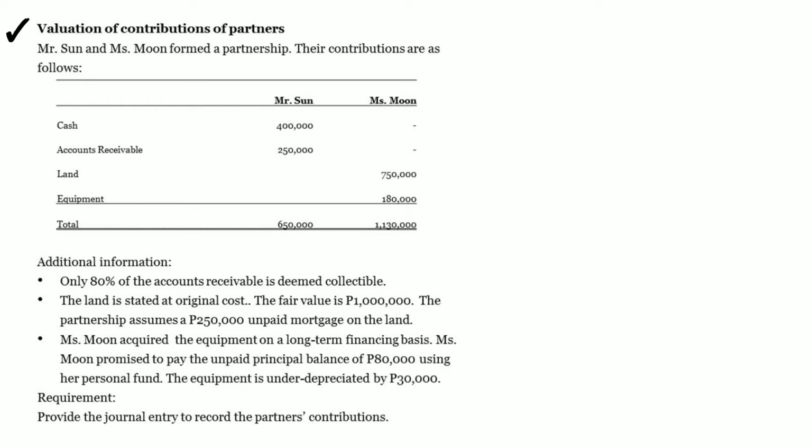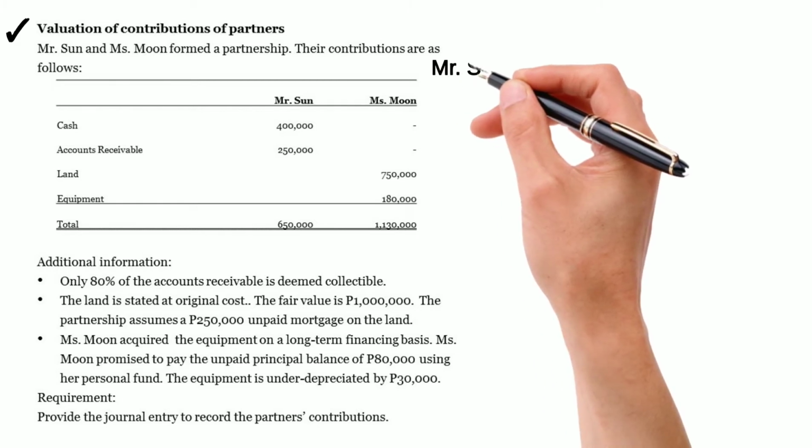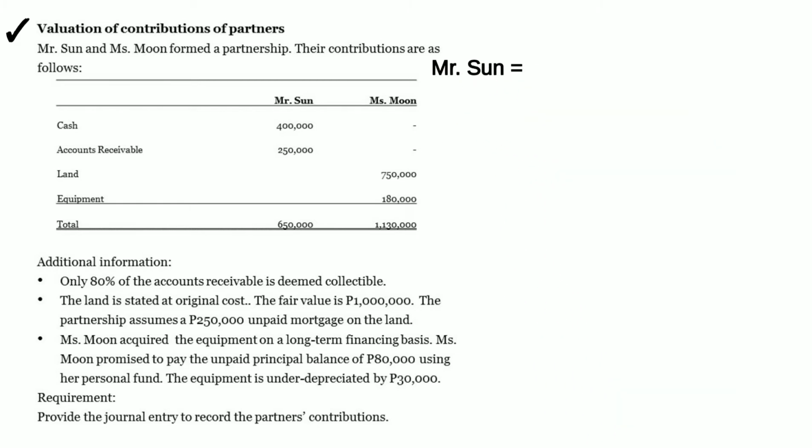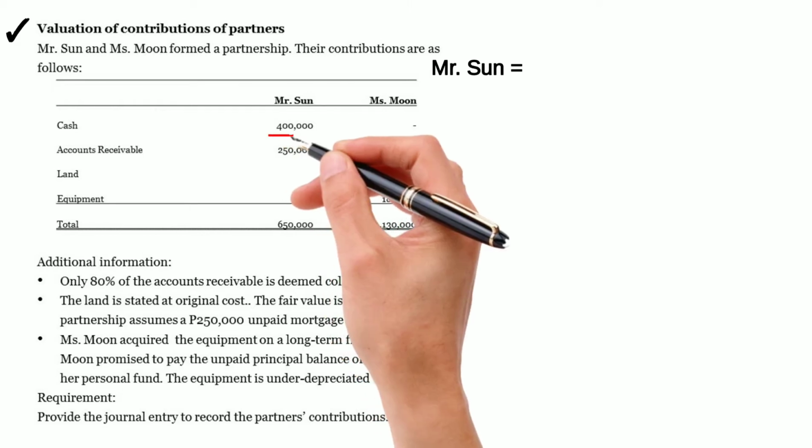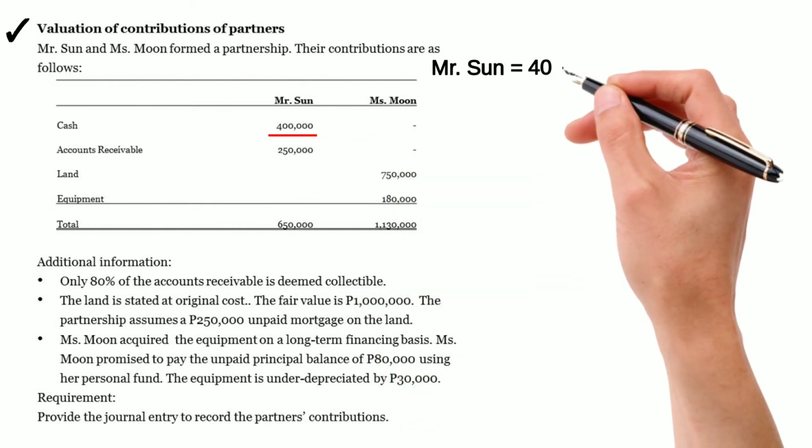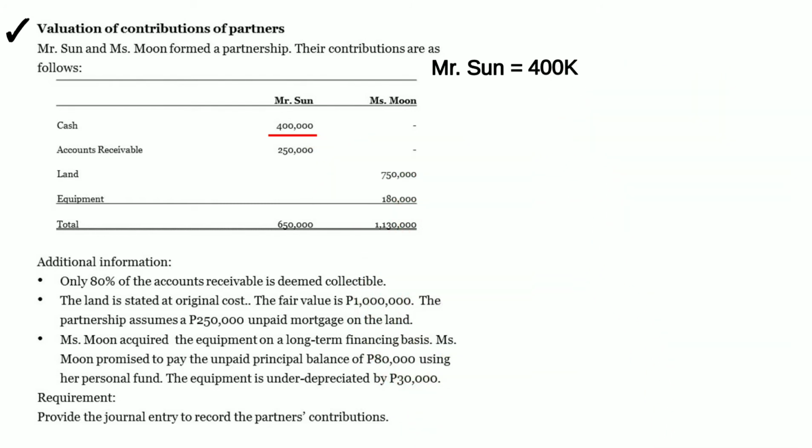Here, sa problem na to, kailangan muna nating i-compute yung contributions ng partners bago tayo makapag-provide ng journal entry. Unahin nating i-compute yung contribution ni Mr. Sun. Mr. Sun invested cash na 400,000 pesos. Ilalagay na natin siya, 400,000 pesos.